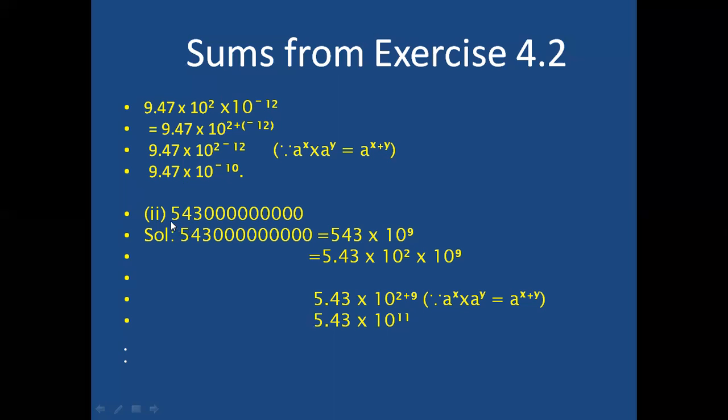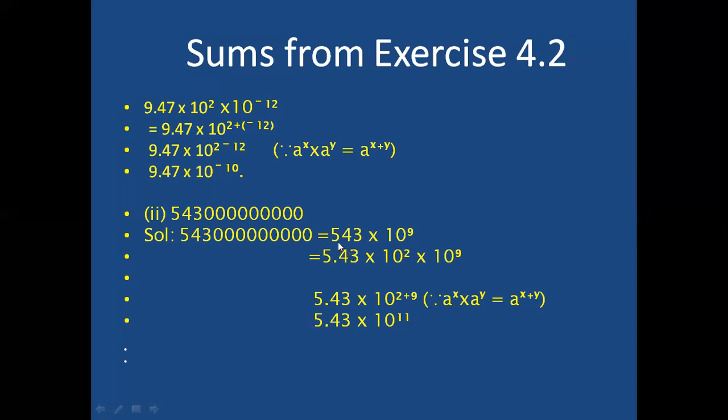Now this is the second one. This is a very large number, even reading is difficult. So let us convert this into a standard form. See, 543 followed by how many zeros? Total 9 zeros. So write only the numerical part, that is 543 into 1 followed by 9 zeros, which we represent as 10 to the power of 9. So 543 into 1 is nothing but 543, and that 1 followed by 9 zeros is nothing but 10 to the power of 9 here.